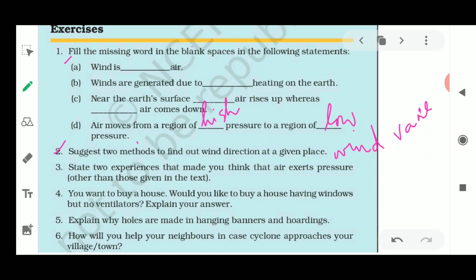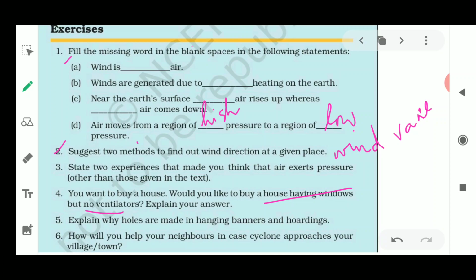Now the fourth question is: you want to buy a house. Would you like to buy a house having windows but no ventilators? Explain your answer. So are you ready to buy a house which has windows but not ventilators? The answer should come from your side, whether you should buy such a house. The answer will always be no, that we are not going to buy such a house which has a window but does not have ventilators.